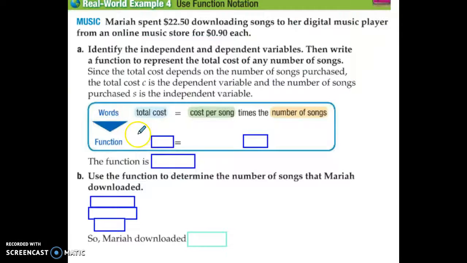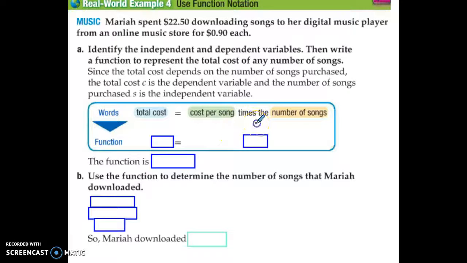Alright, last slide. Real world example. Mariah spent $22.50 downloading songs. Cost her 90 cents each. Let's write the function. What can I change? Well, what I can change is the number of songs I can buy. So that's my independent variable. And you can buy 18 songs, you can buy 2 songs, you can buy no songs, you can buy 30 songs. That's my independent variable.